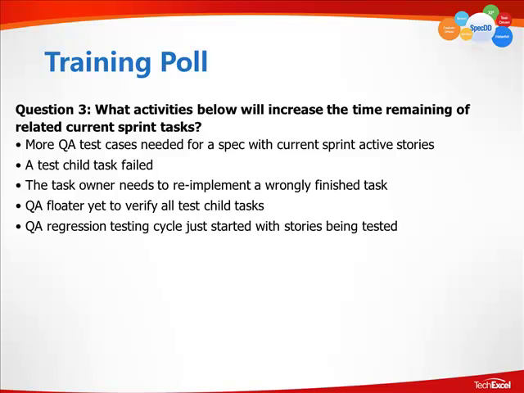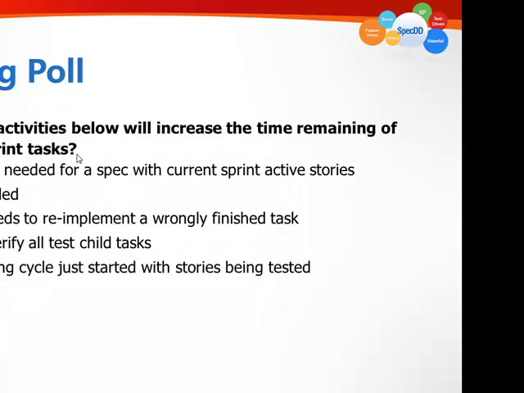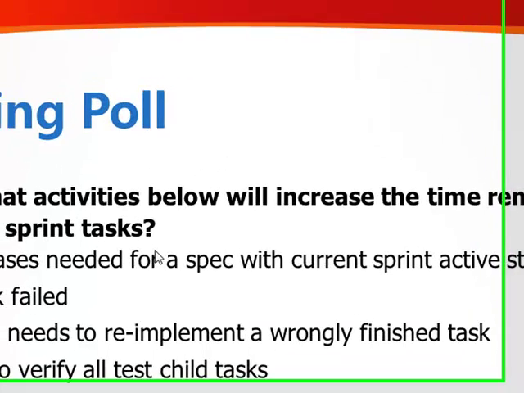And lastly, let's finish off this session with a question. In our training poll question, what activities below will increase the time remaining of related current sprint tasks? Which one of these increase the time remaining? First choice, more QA test cases are needed for a spec with current sprint active stories. Choice number 2, a test child task failed.